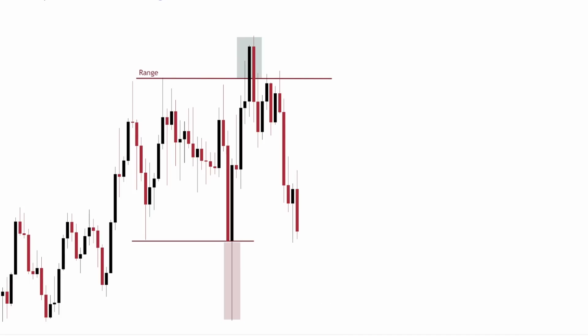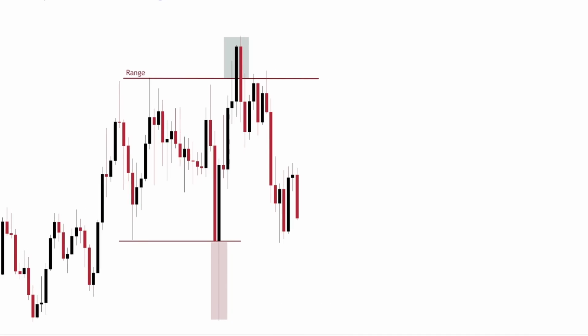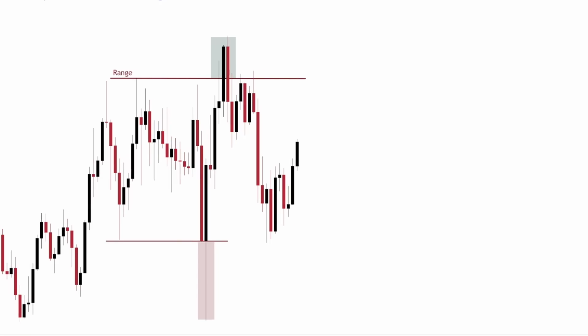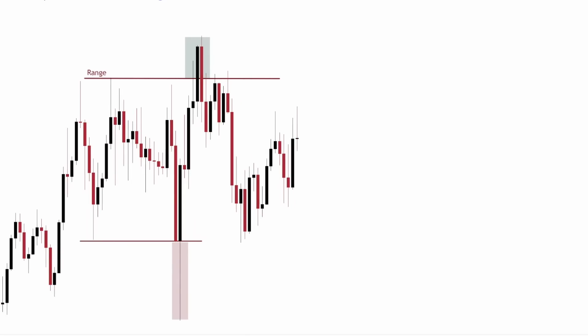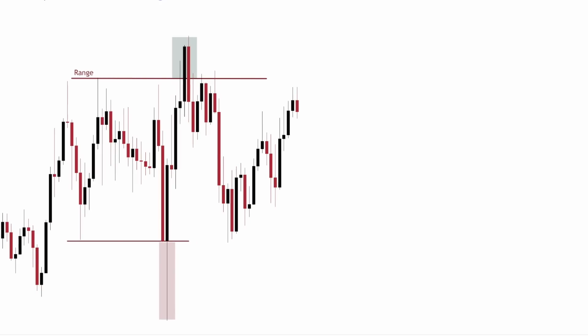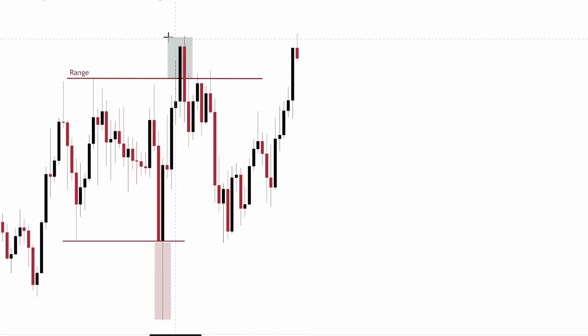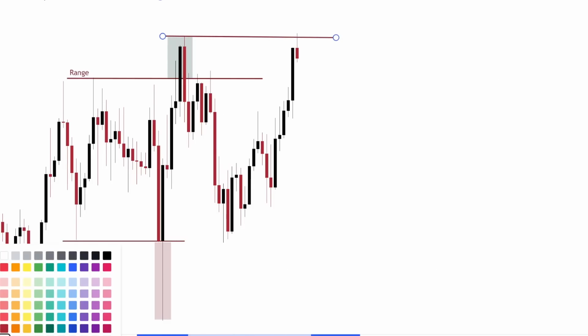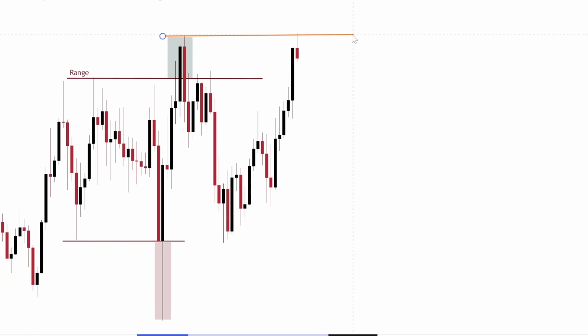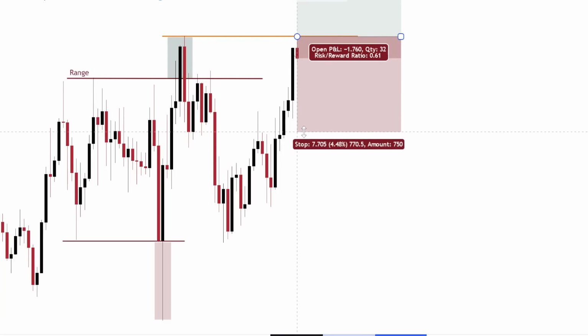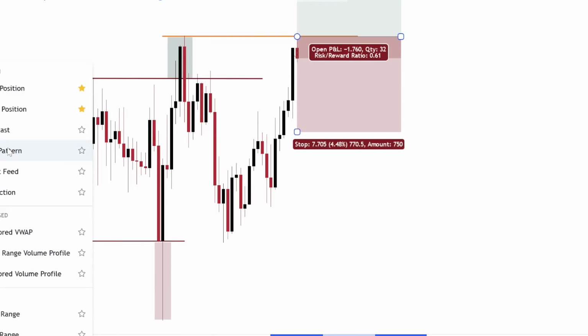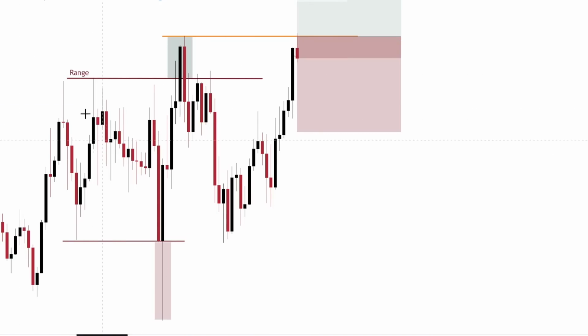Now we have our rejection. And we have our entry, which is right here. Our entry would be based off momentum. And our stop loss could be at the 50% or again at a high rejection point, somewhere where price found trouble.